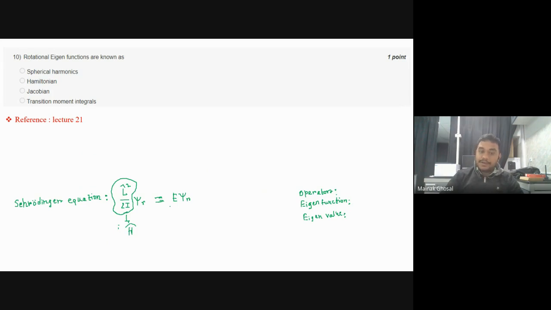Now you can see what the Schrodinger equation is. If someone is going to ask you what is the Schrodinger equation, you just say this one: H psi equals E psi. This is the Schrodinger equation. Now what is H? This you need to know. Then you can tell. So in this case, H psi equals E psi, so your operator is H. So what is eigenfunction? How can you define an eigenfunction?